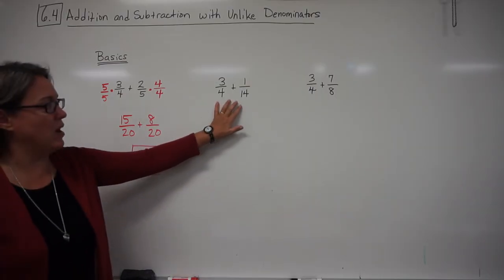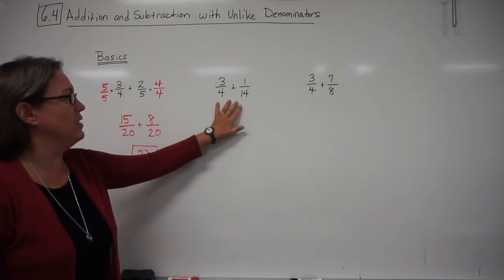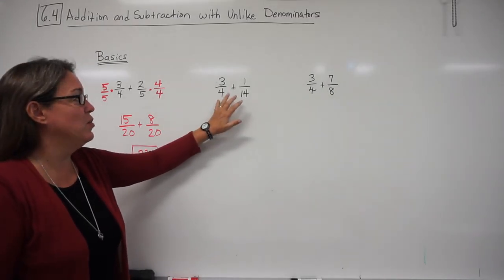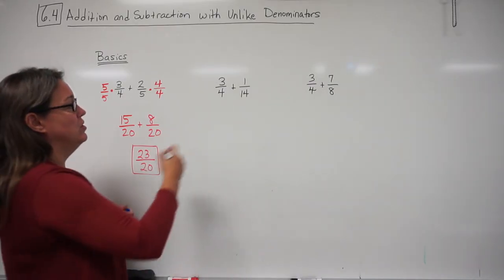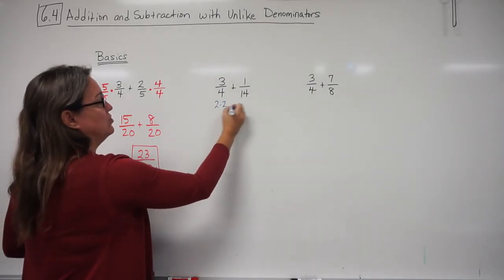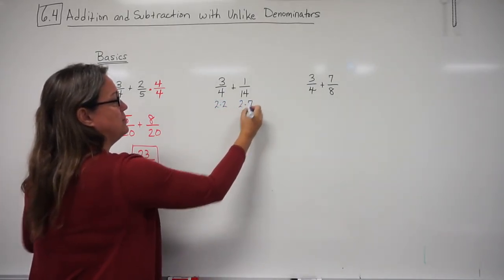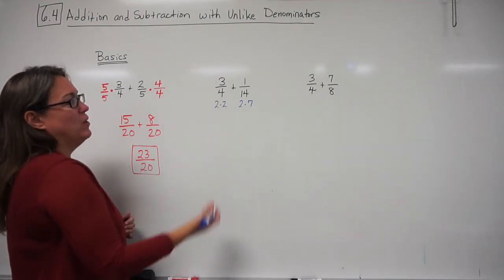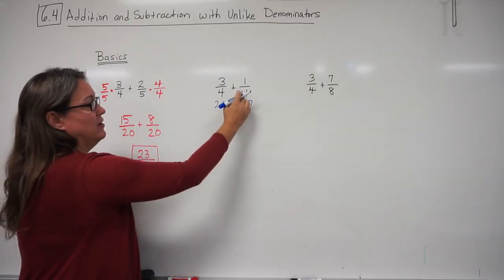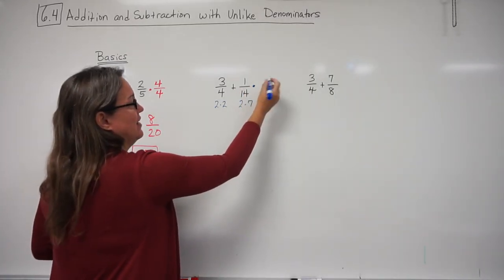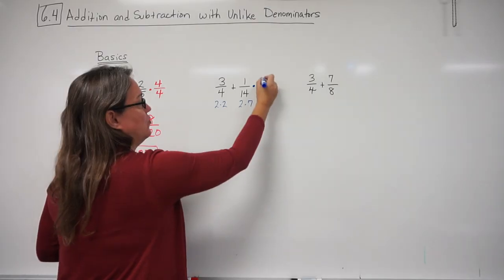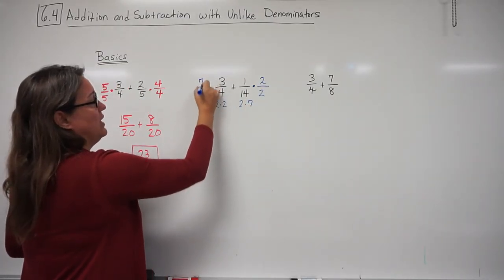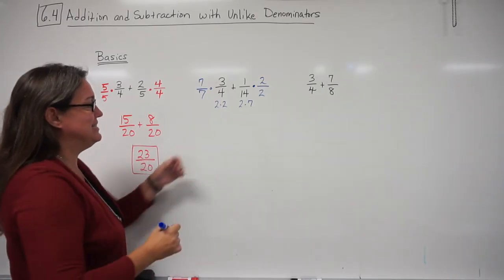Moving on to the second problem, I don't need to multiply 4 times 14 to get a common denominator. These both share a factor of 2. 4 is 2 times 2, and 14 is 2 times 7. So I see that what these both go into is 28. 14 gives us 28 if we multiply by 2, and 4 gives us 28 if we multiply by 7.